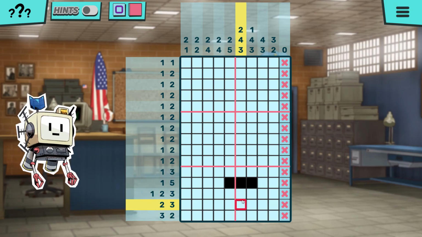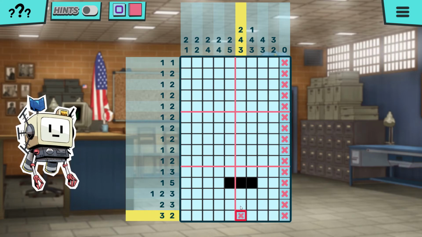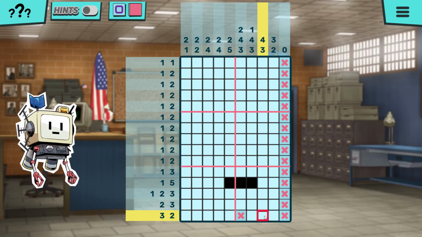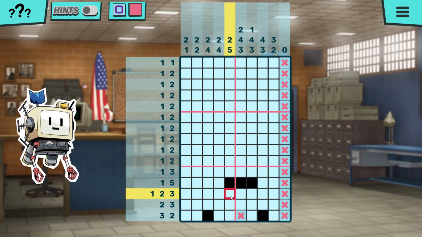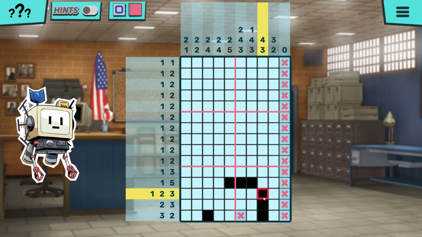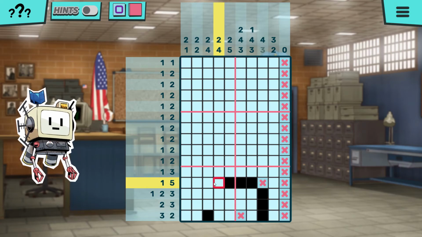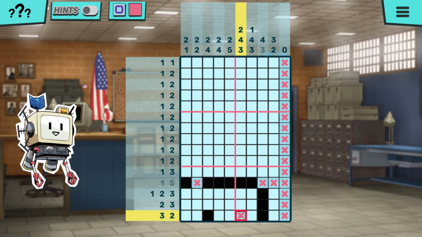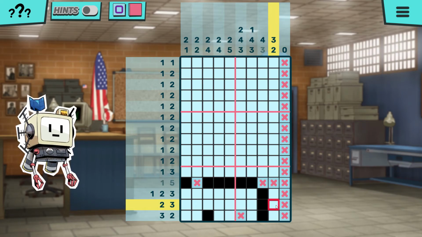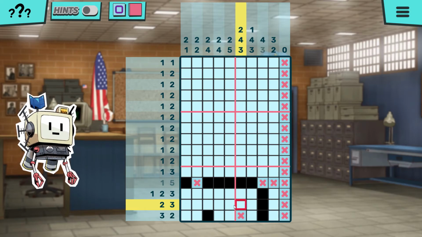This needs to be the 3. So this needs to be blank. This needs to be filled out. This needs to be filled out. I mean, that's a start. That means this is a 3, this is blank. That means this is the 5, this is blank, this is filled out, this is blank. This needs to be a 3. Okay.